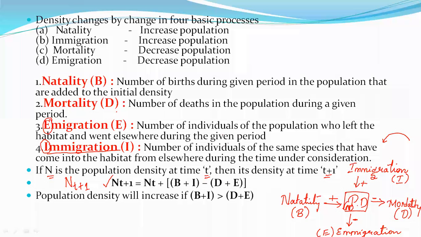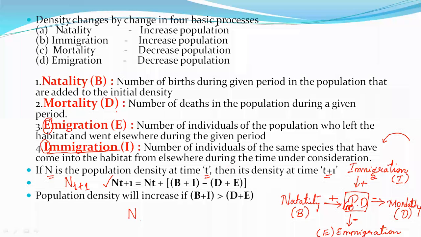And E is nothing but emigration. Okay, so E is nothing but emigration. How many individuals have left this population and went on to other place? Clear to everyone this formula?